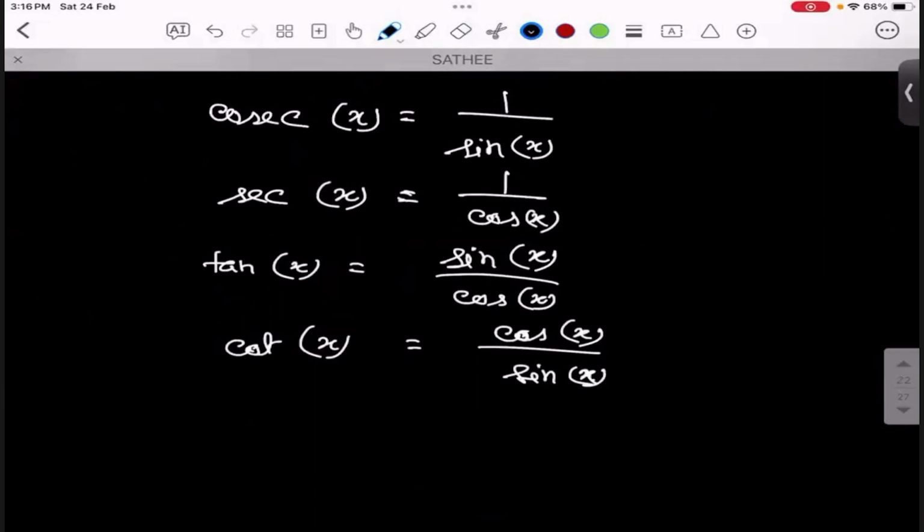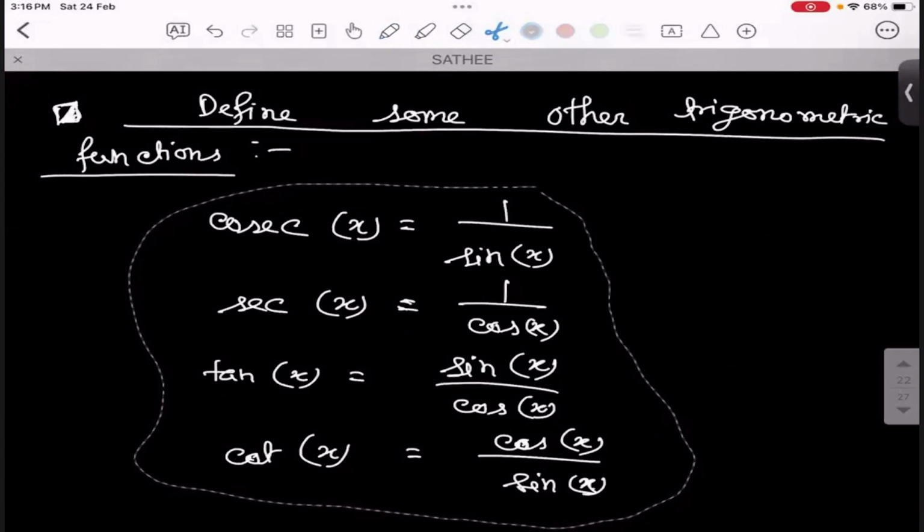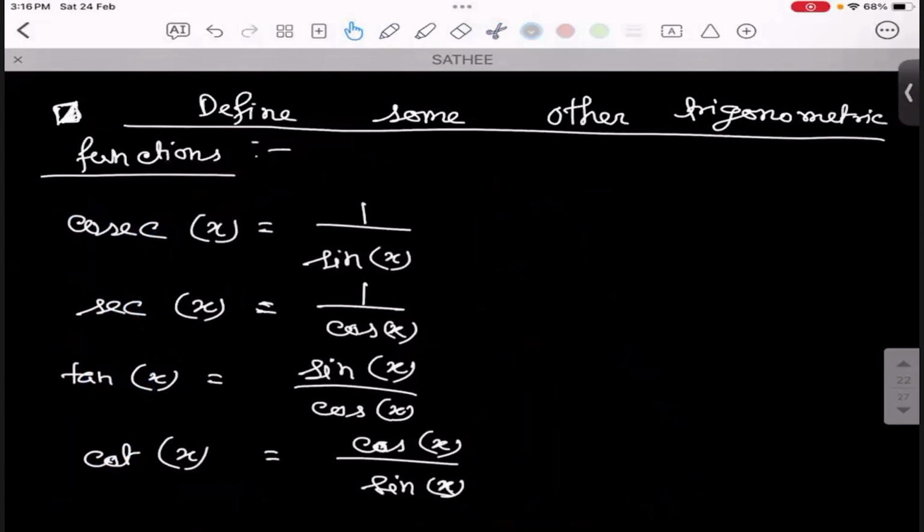Okay. So what about the domain for the cos x function and sin x, cosec x, sec x, tan x, and cot x? So obviously, cot x is nothing but the reciprocal of tan x. And cosec x is the reciprocal of sin x, and sec x is the reciprocal of cos x.